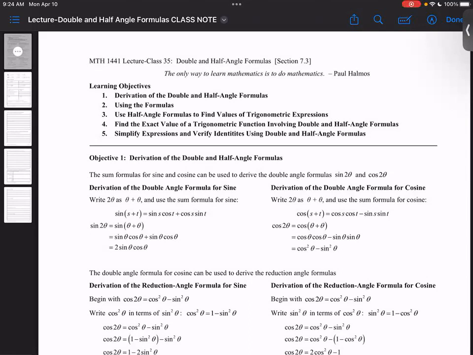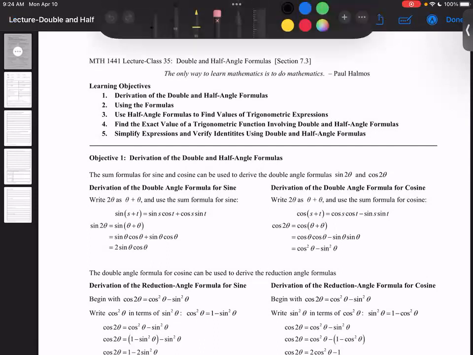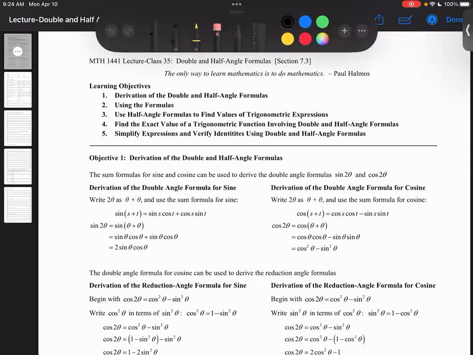Today we're going to talk about a different formula. It's called double and half angle. So double means instead of theta, you're going to have two theta, right? You double the angle, so it's going to be two theta. Where half, you're going to split that angle in half, so it'll be theta over two.